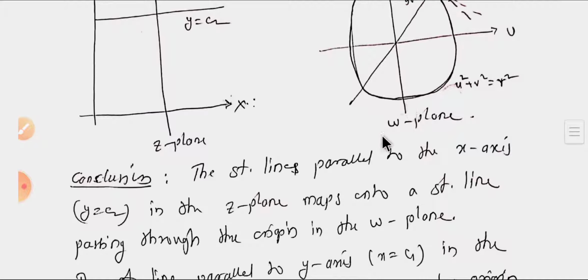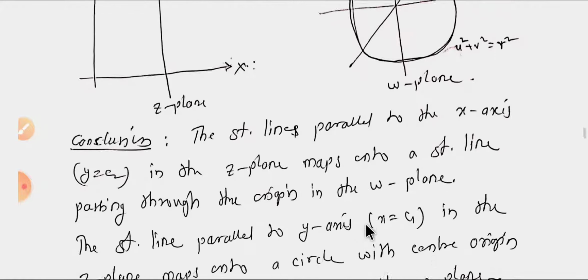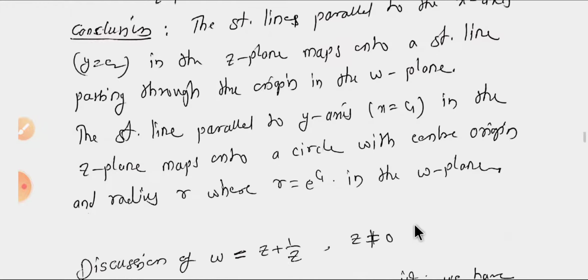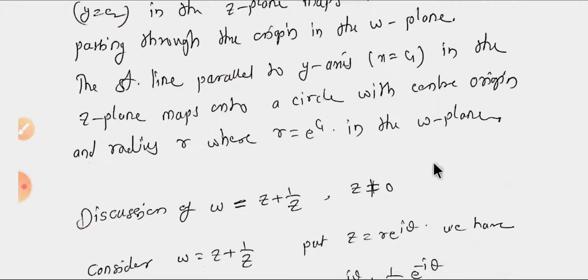So the conclusion is that the straight lines parallel to the x axis in the z plane map onto a straight line passing through the origin in the w plane. That is, the straight lines parallel to the y axis in the z plane map onto a circle with center origin and radius r, where r equal to e raised to c, in the w plane. Hence the discussion.